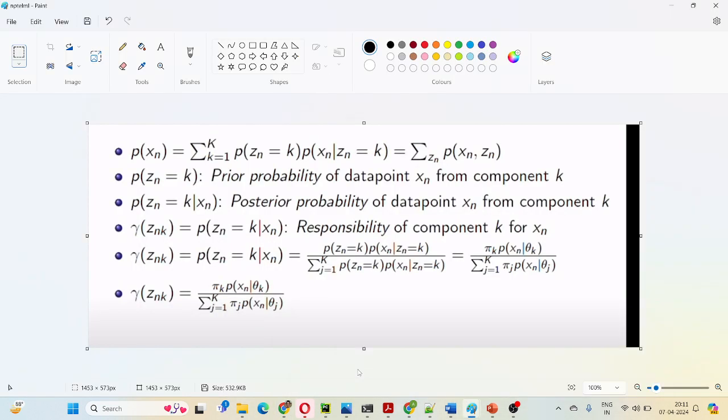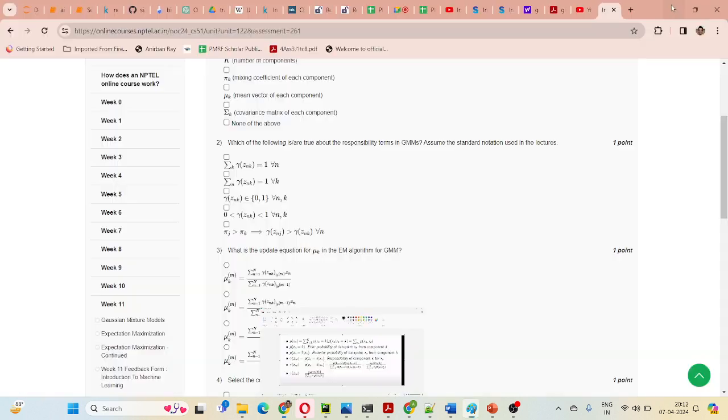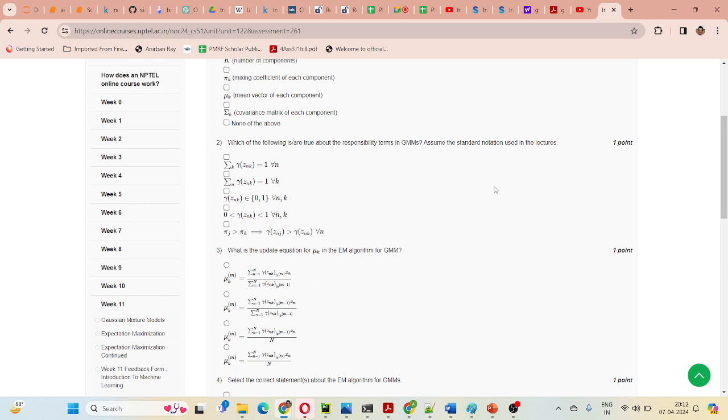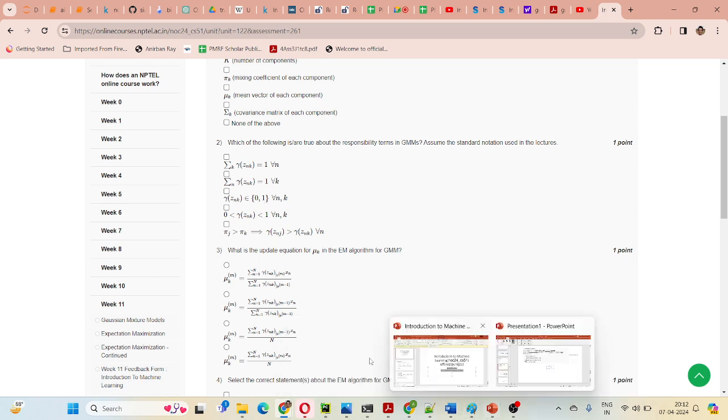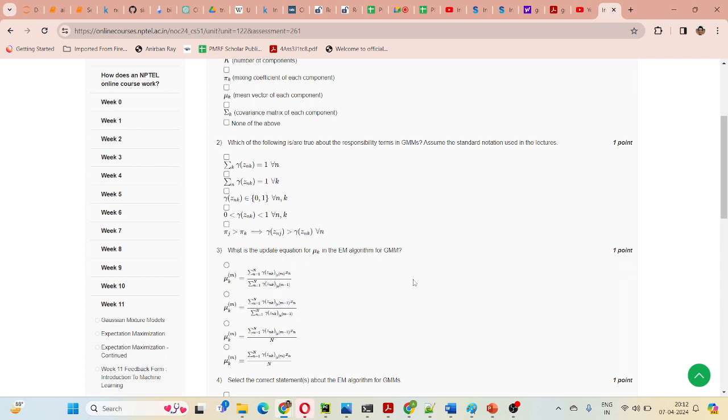So should it be between 0 and 1? It should be, right? And so this is not 0 and 1, only 0 or 1 actually. This is the one. So this is not correct actually. And if this is, then this will not be the case actually.